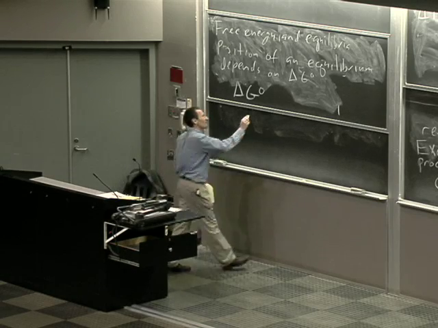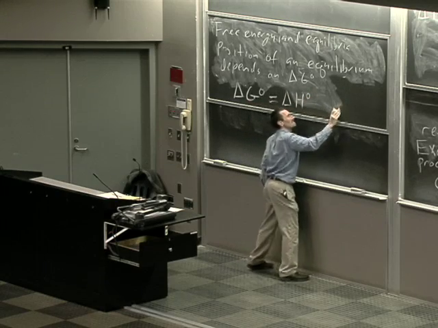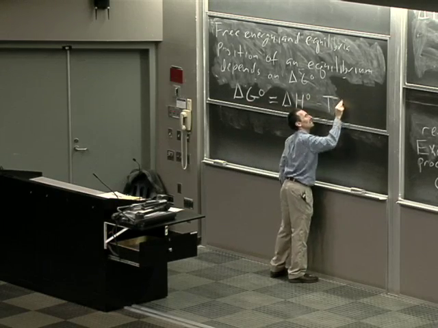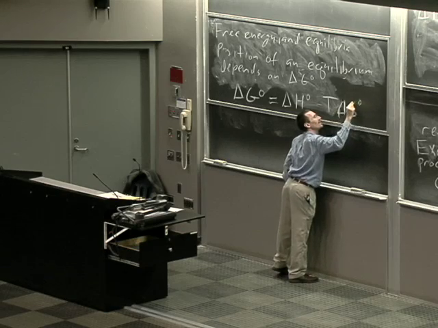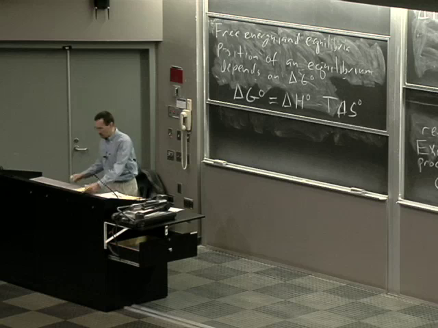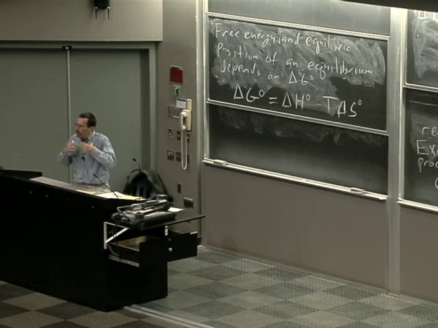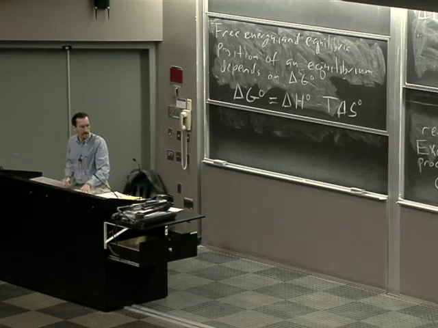Delta G naught equals delta H naught minus T delta S naught. And the T delta S naught is the change in entropy of a reaction. That's that nebulous term of disorder, randomness.